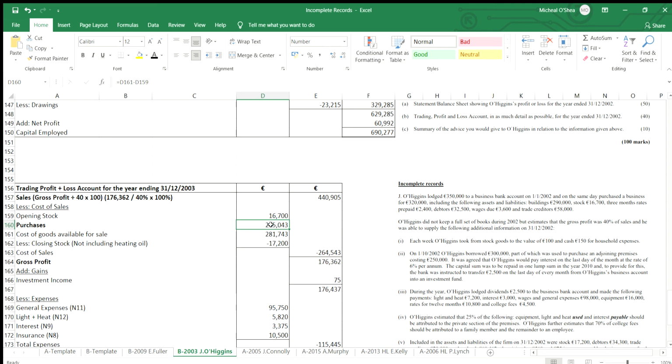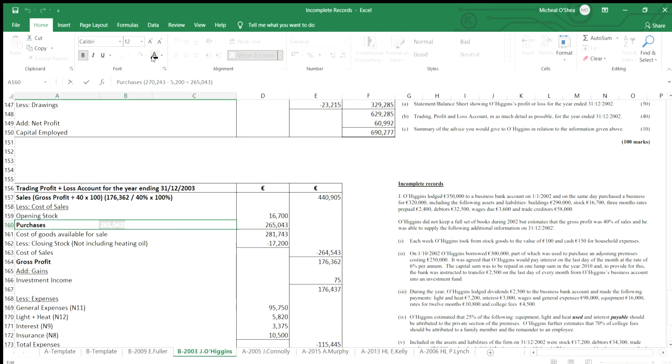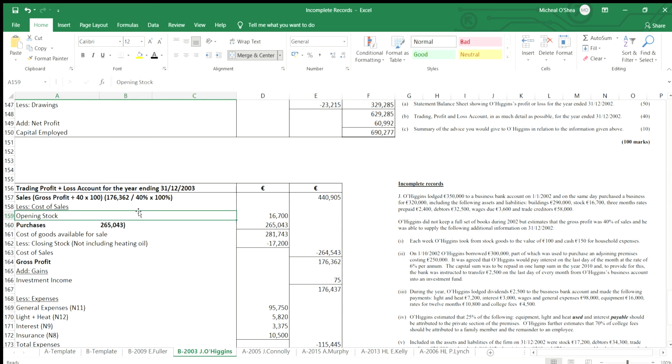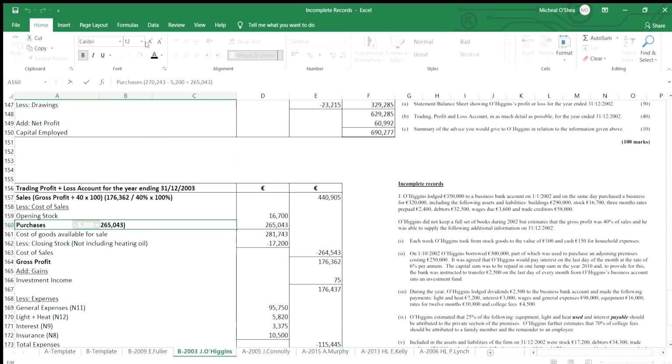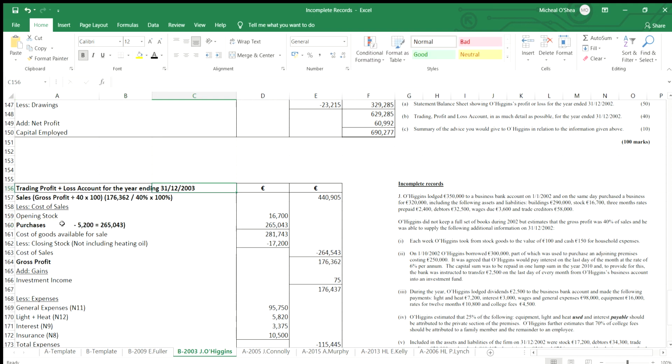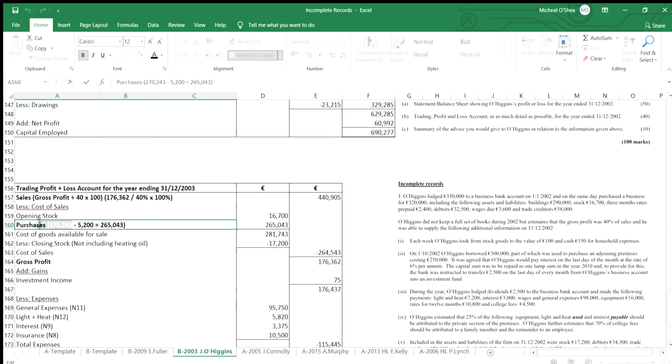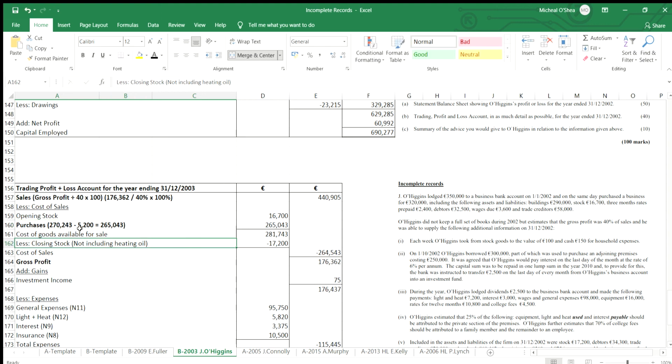So what was my purchases before I took away the drawings? Again, my purchases at the end of the year, I'm just showing it here in notes just to make it fit this format. So 265,043 is my purchases at the end of the year. I had my purchases before that, I took away my drawings, and this is the figure I had. So let's do the reverse. Let's take the 265,043, let's add the 5,200, and this would be my purchases before I took away drawings. Last figure to calculate is 270,243. So that's my purchases before I took away drawings.